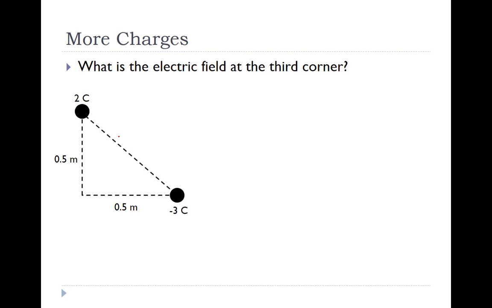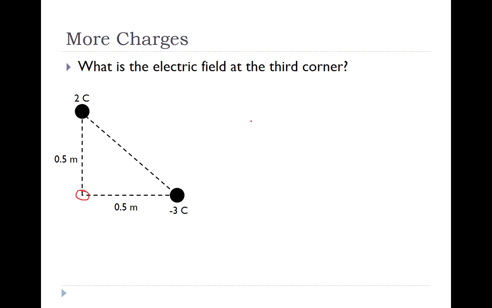In the next example, we're going to work with a slightly more complex geometry. Here I have a 2 coulomb and a negative 3 coulomb charge positioned on the vertices of a triangle. I see that the triangle has side length of 0.5 meters, and I want to know what is the electric field at the last corner, the third corner, so here.